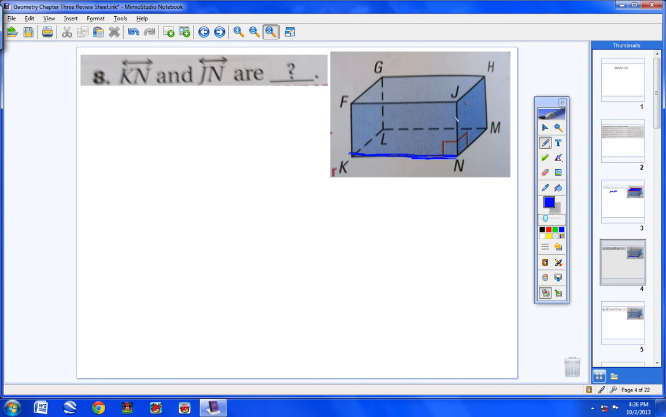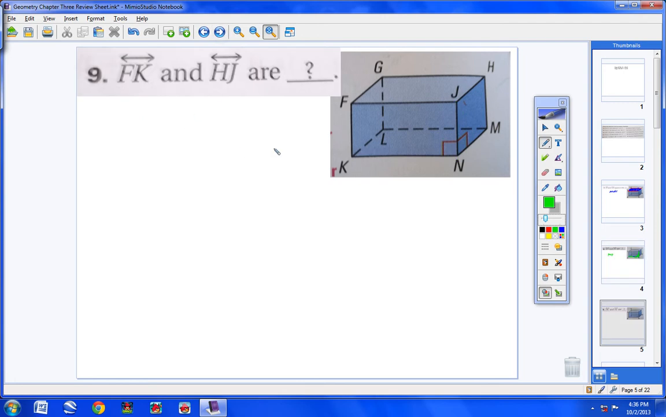KN and JN. KN, I don't like that color at all. It's just not showing up very well. Let's use a little fluorescent green. All right, so KN and JN. Well, guys, you can see it right here. They even marked it for you with the right angle symbol. You've got a line going straight over and then a line going straight up. So those two lines are definitely perpendicular.